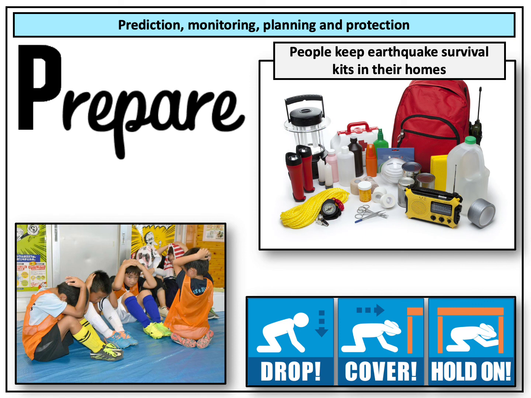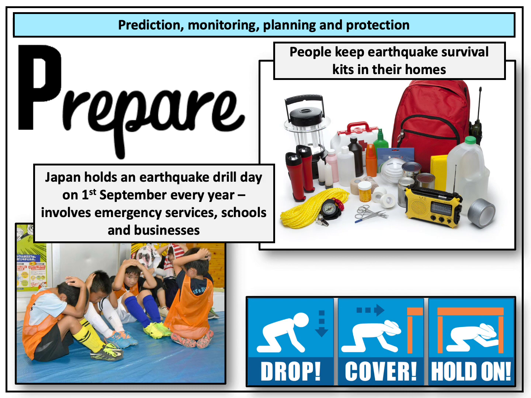So the first one is that people keep earthquake survival kits in their homes. A lot of people in tectonically active areas keep these kits or suitcases or grab bags just ready to go in an emergency, and it's got things in like water, first aid kits, radios, lamps, torches, cans of food, just in case something happens and they have to leave, or something happens and they're stuck in their homes, so they've got things available to them.